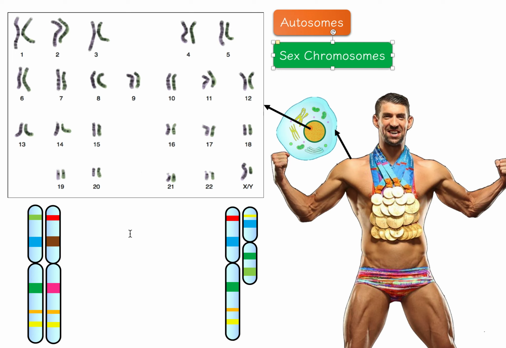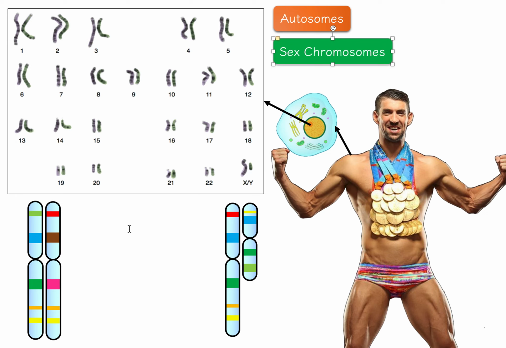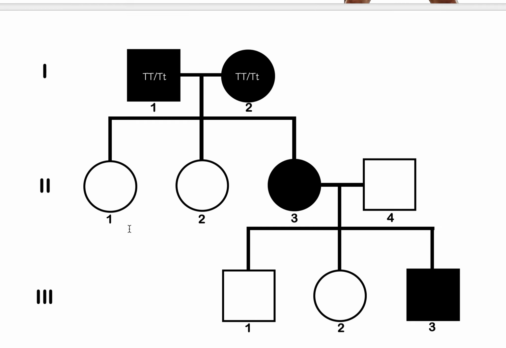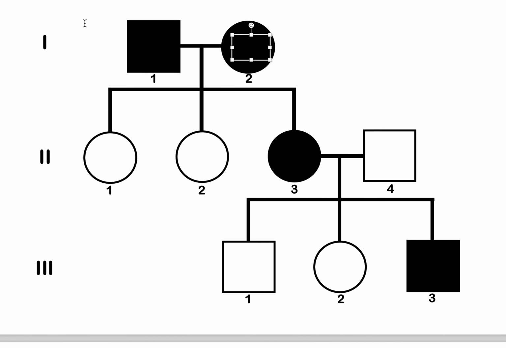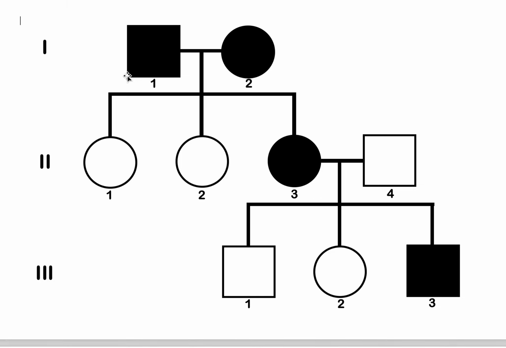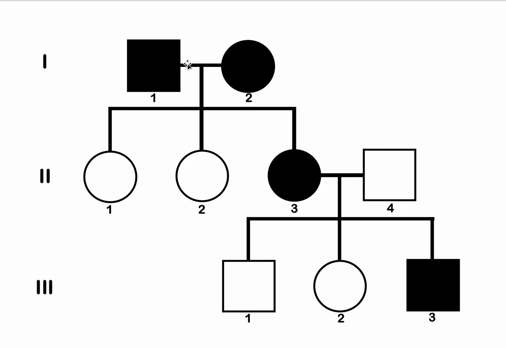So this gives us enough now. Now we can go to pedigree charts. So what is a pedigree chart? This, my friend, is a pedigree chart. A pedigree chart is basically a little diagram that shows you the pattern of inheritance of a specific trait or a specific disease. So let me clearly explain.